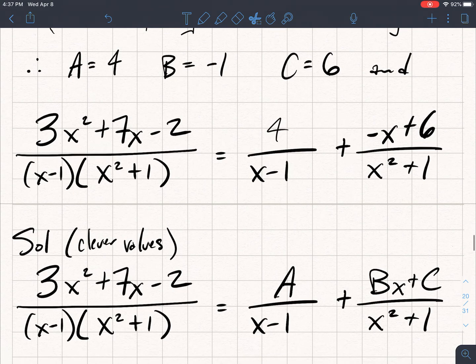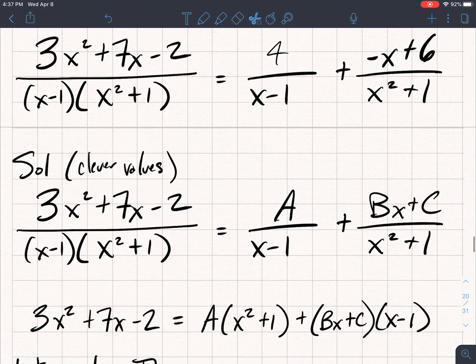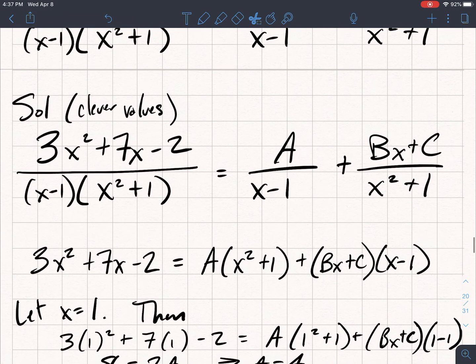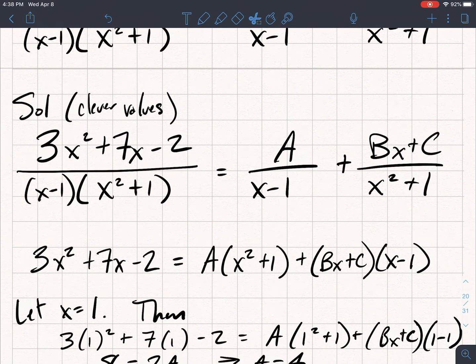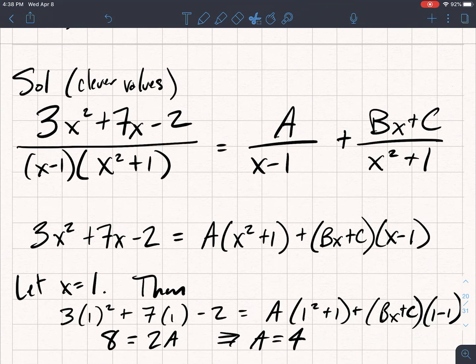So if we choose convenient values, same setup to start, multiply through by the denominator, and then I look for values of x that will send any of these factors to 0. If x equals 1, I know x minus 1 goes to 0, so that's handy. Let's do that. So let x equal 1, do a bunch of algebra, and we get a equals 4, which is the same we got before. Thank goodness.